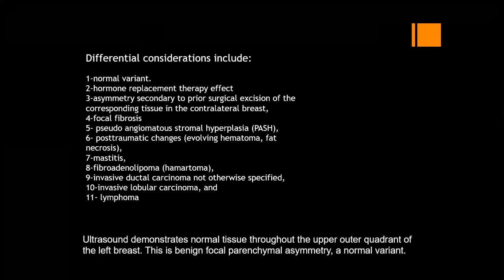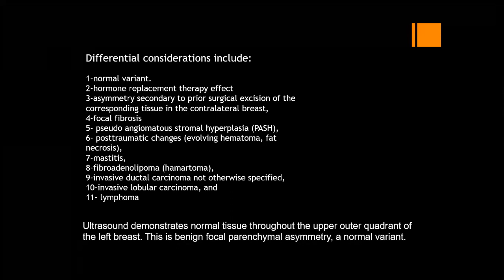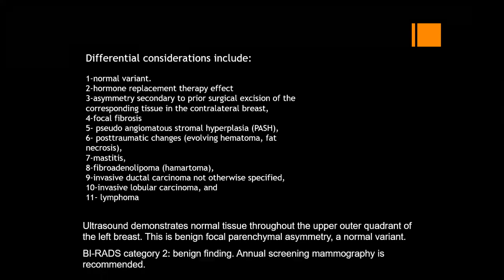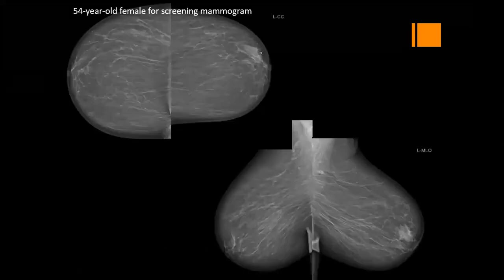And in this case, ultrasound demonstrates normal tissue throughout the upper outer quadrant of the left breast. So it is benign focal parenchymal asymmetry, normal variant. So it will be BI-RADS 2, just for routine annual screening. But we have to be cautious in the case of this asymmetry.